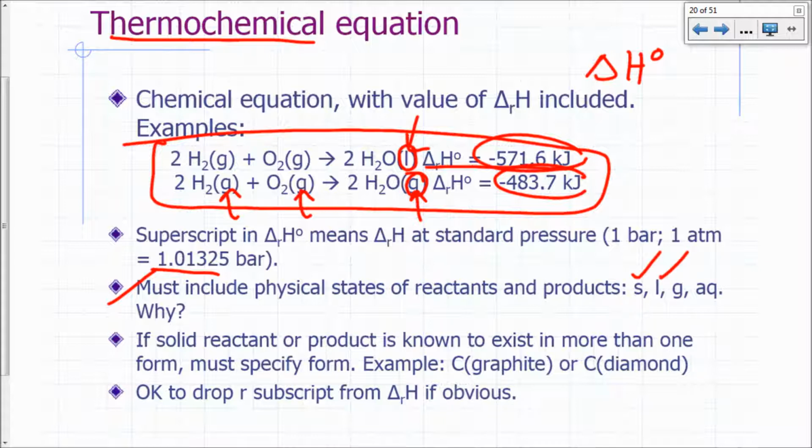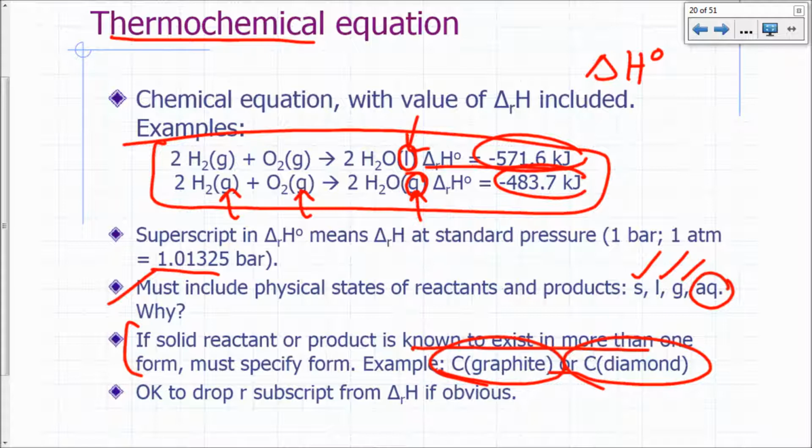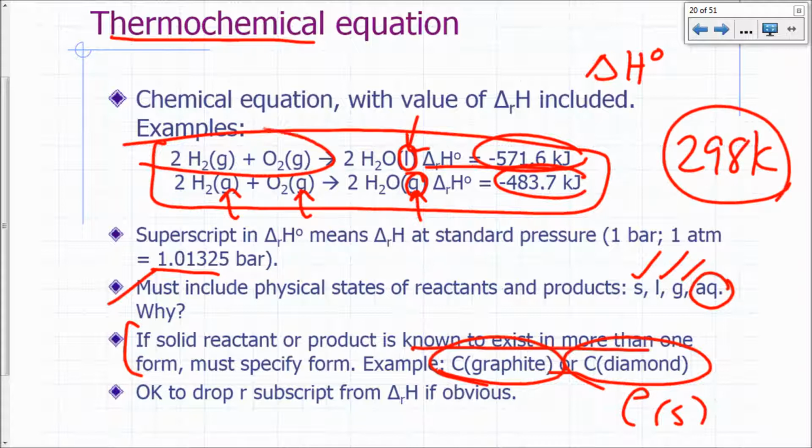S for solid, L for liquid, G for gas, AQ means aqueous solution, right? Now, if you have a solid reactant or product that is known to exist in more than one form, you must specify the form. For example, solid carbon can be in the form of graphite, or it can be in the form of diamond. So you have to specify what form it is. Now, if you just say carbon solid, okay, then we assume that refers to the most stable solid form at 1 bar pressure. And unless otherwise specified, we're looking at a temperature of 298 Kelvin. So unless otherwise specified, we're imagining that we start off with reactants at 298 Kelvin and end up with products at 298 Kelvin. So that's how you would interpret your thermochemical equation.